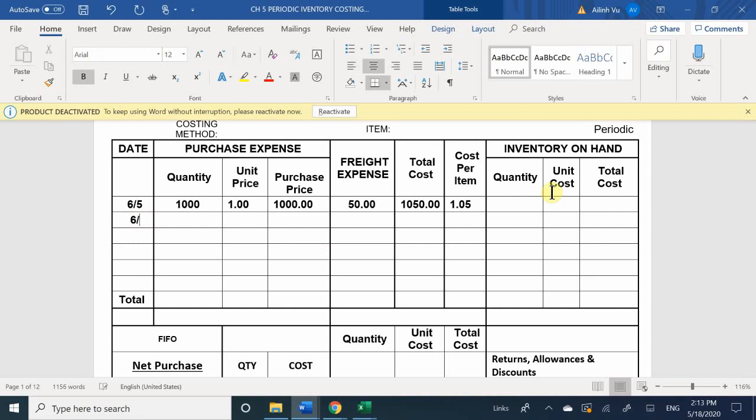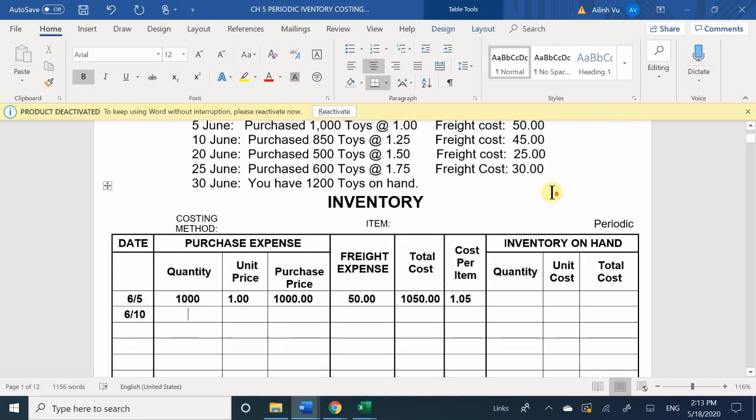Now let's go ahead and bring this up here and post it to our worksheet. So June 10, how many items did we purchase? 850 for $1.25, which gave us 1,062.50.